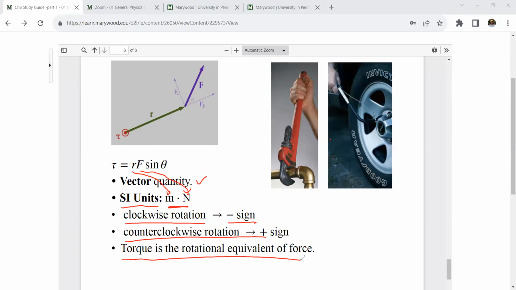So I'm going to stop here. In the next lecture, we are going to learn some more about rotational motion.